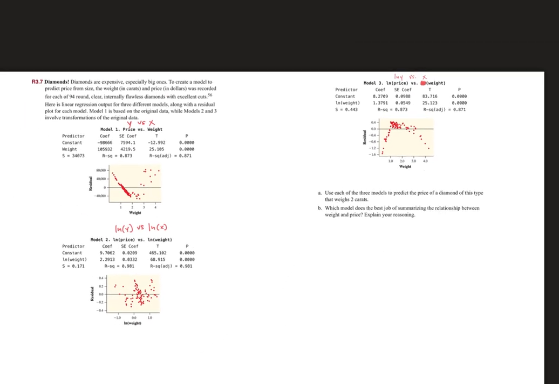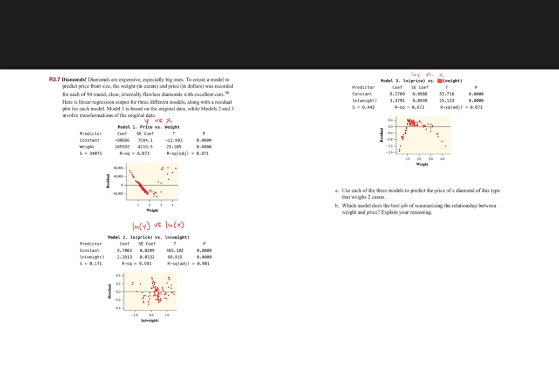Okay, so those are the 3 different models. Remember, for each model, if it's y versus x like in model 1, there are no transformations here, so that's just a linear model. If that model is linear, then y versus x, the data is linear.